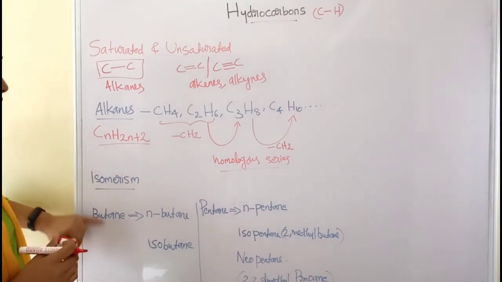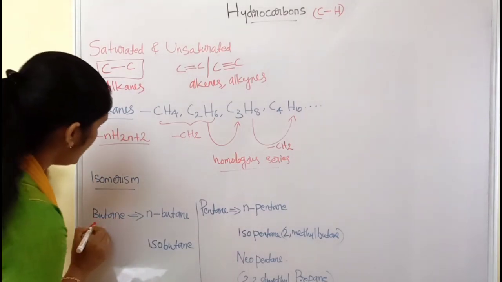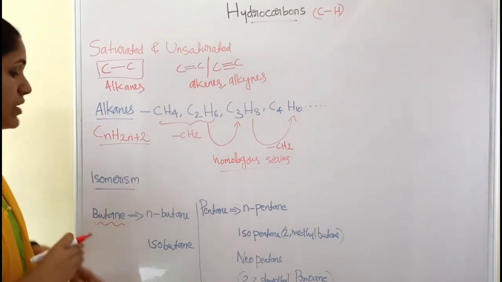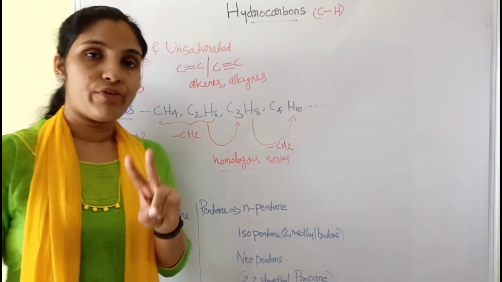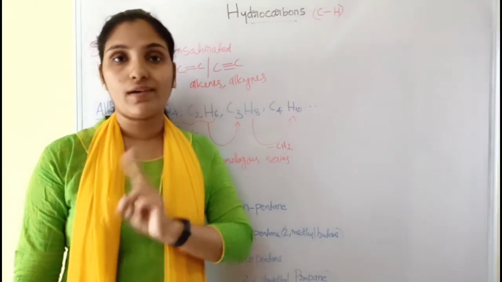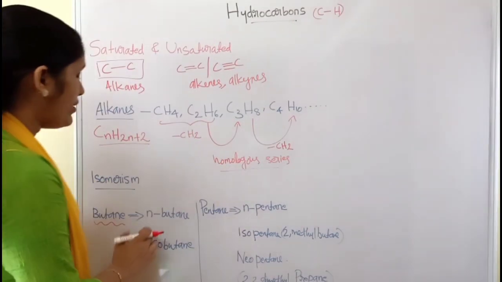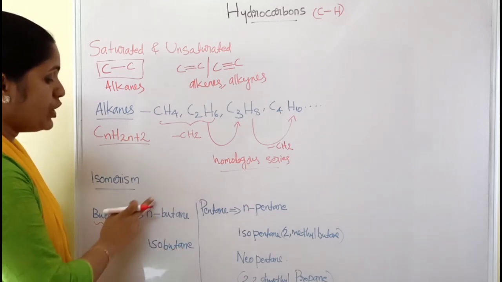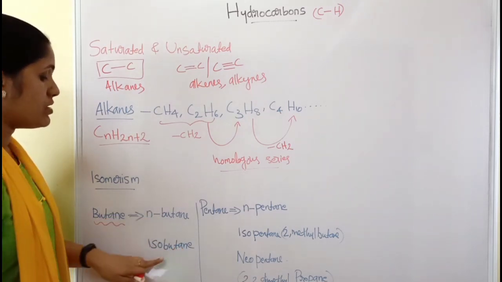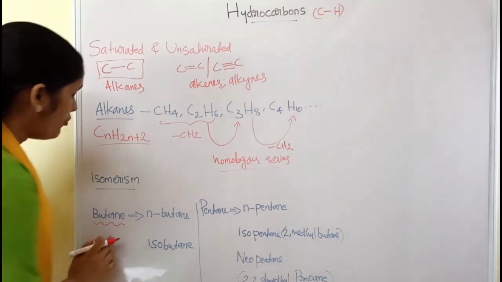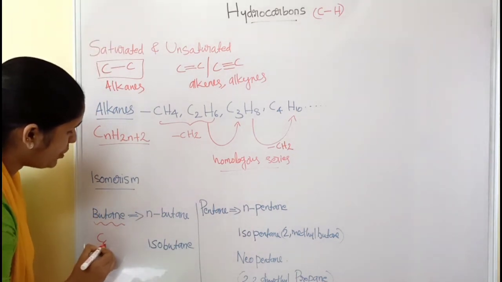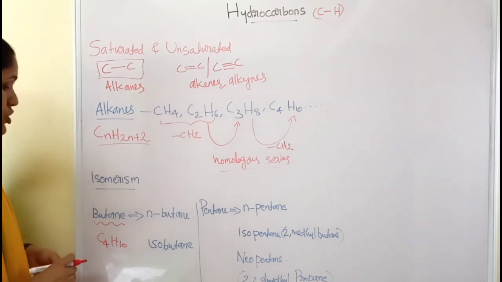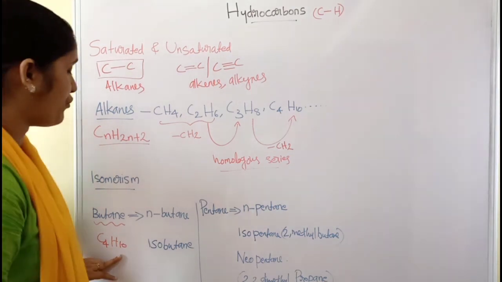The first example we can see is butane. Butane exhibits mainly two isomers. One is normal butane and the second one is isobutane. We know the molecular formula of butane is C4H10.